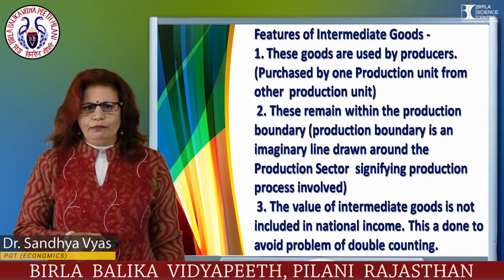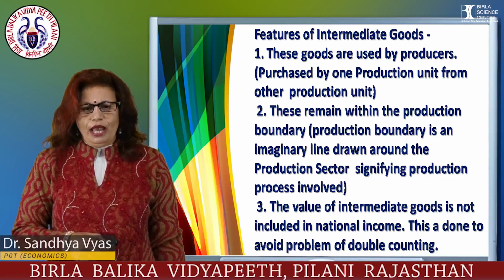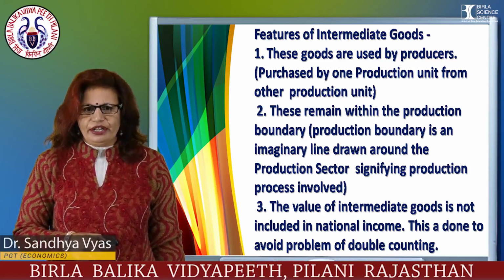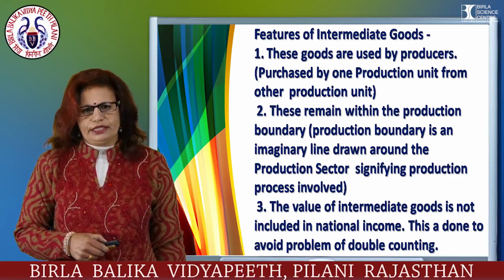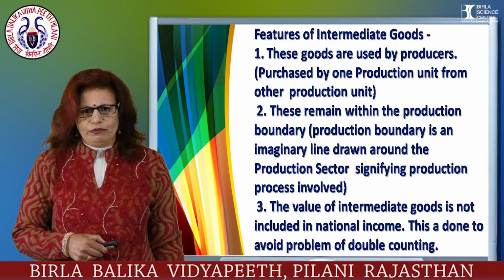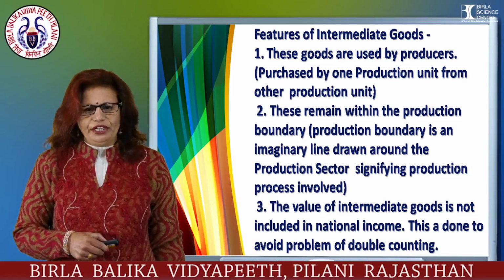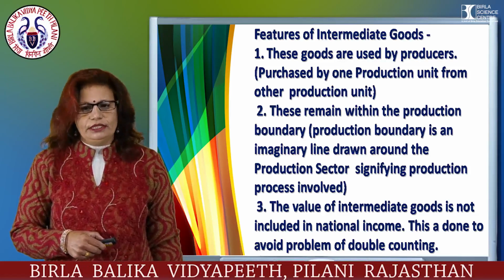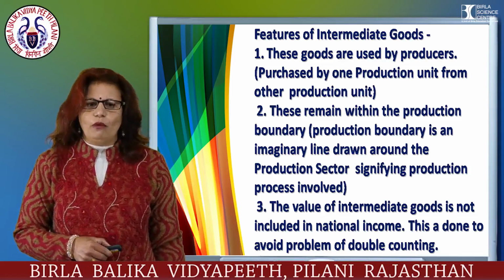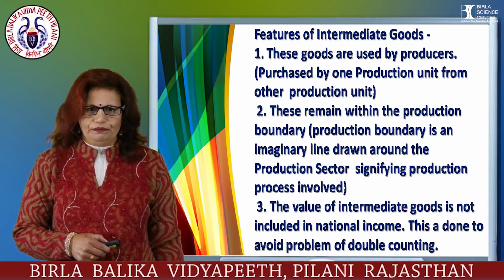These remain within the production boundary. The production boundary is an imaginary line drawn around the production sector, signifying the production process involved. The value of intermediate goods is not included in national income. This is done to avoid the problem of double counting.